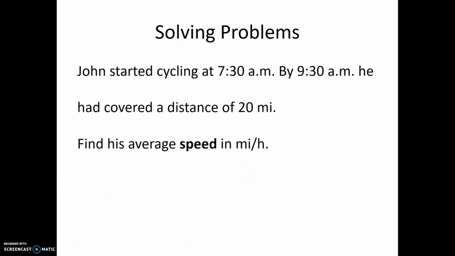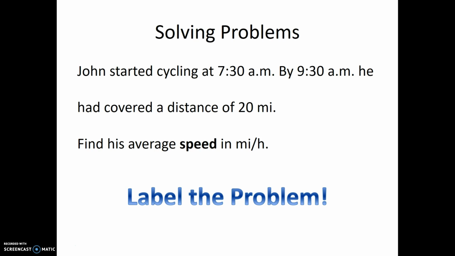John started cycling at 7:30 a.m. By 9:30 a.m., he had covered a distance of 20 miles. Find his average speed in terms of miles per hour. Our first step, of course, is to label the problem. So we're trying to find speed, right? So let's do speed equals question mark.